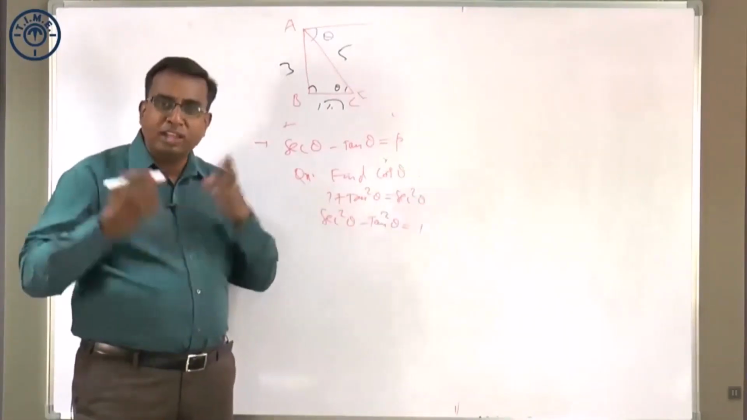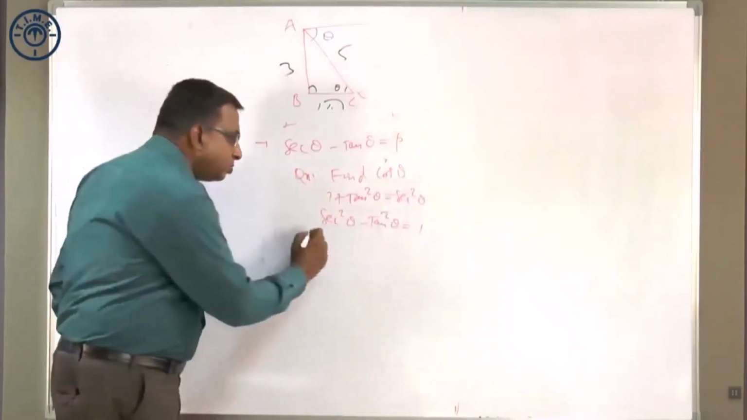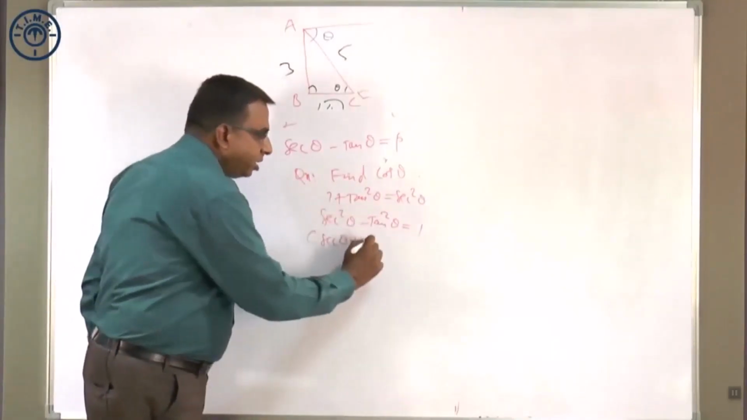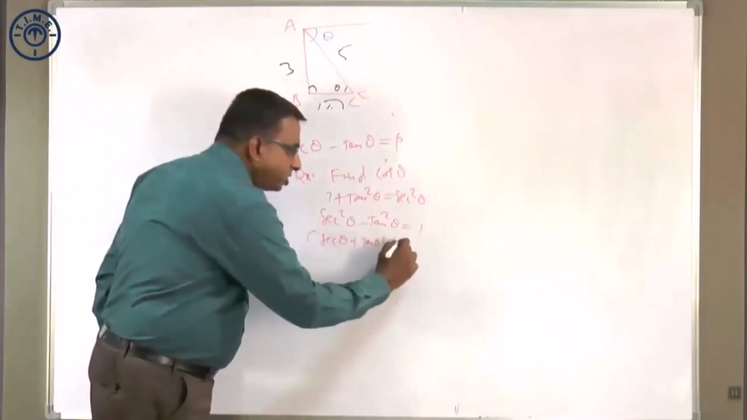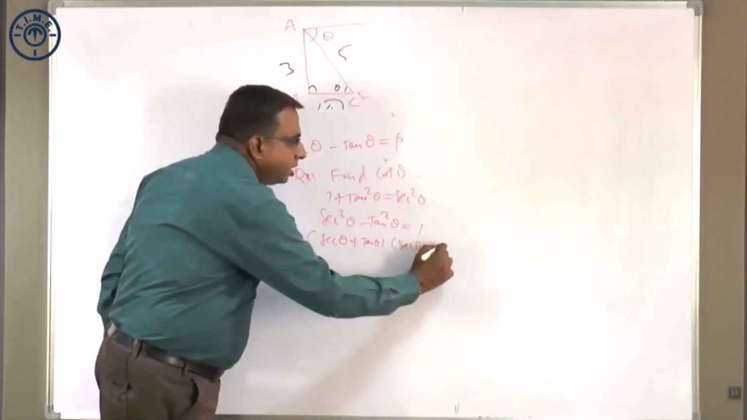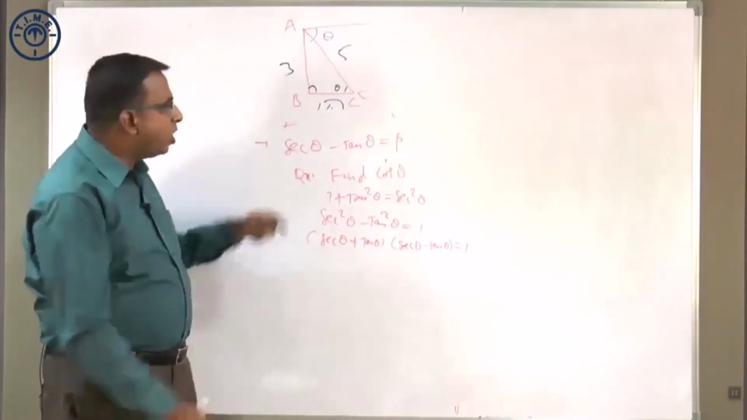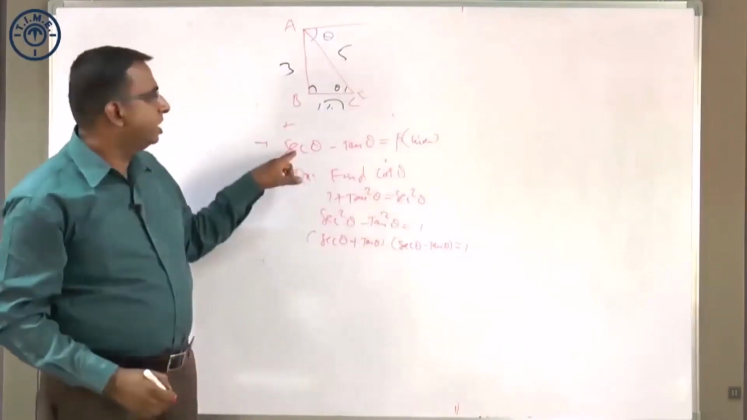Let's not forget our good old algebraic relation. A square minus b square is what? It is a plus b into a minus b. Instead of a it is secant theta, instead of b it is tan theta. So secant theta plus tan theta into secant theta minus tan theta should be 1. Already you are given that secant theta minus tan theta is p.